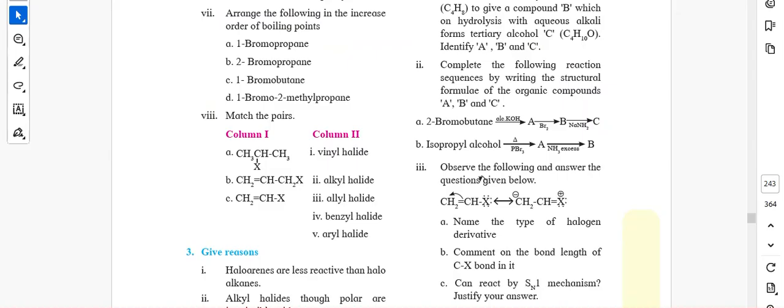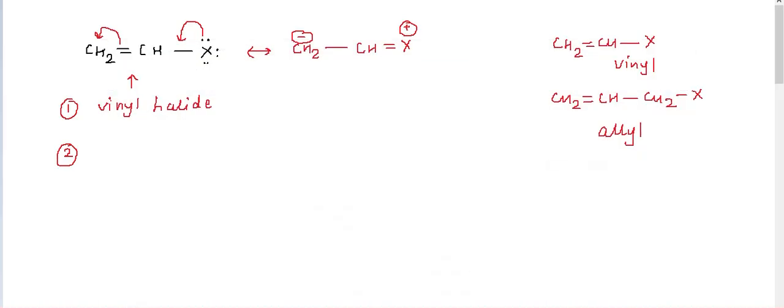The second answer is to comment on the bond length of CX in it. Bond length.